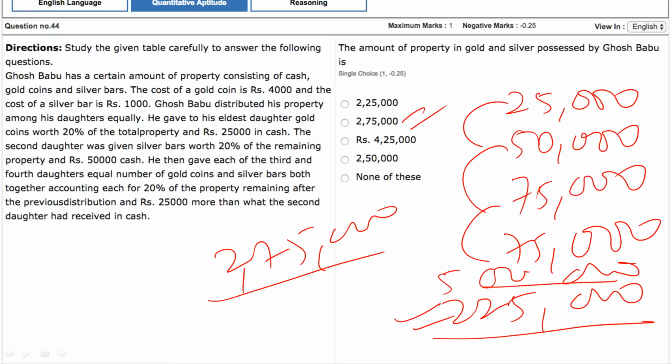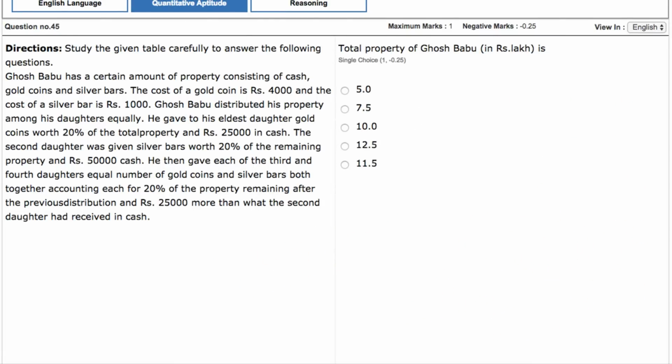Clear? I hope this is clear now. There is absolutely nothing in this question. Okay. Now, the total property of Ghosh Babu we have already calculated. That is the first thing in fact which we calculated, 5 lakhs.